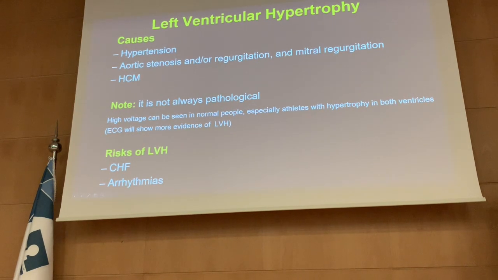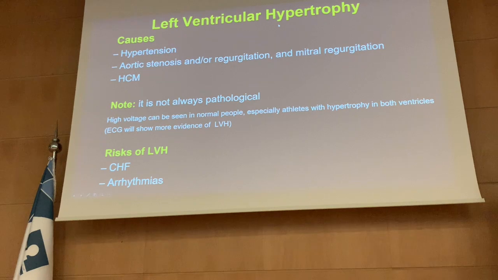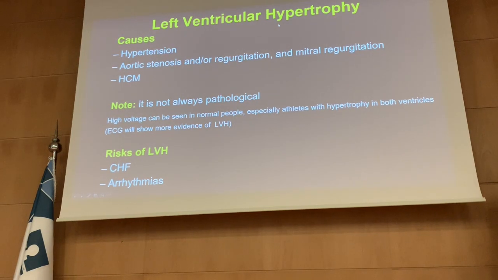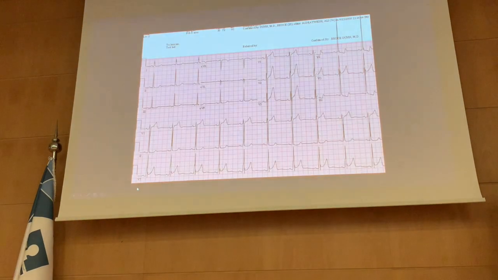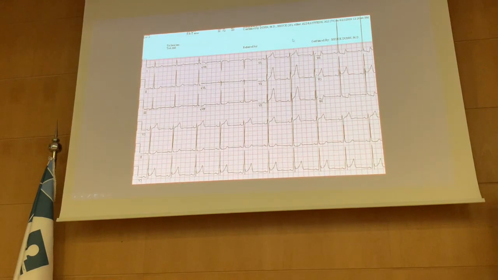And when you have left ventricular hypertrophy, as a mortality issue, patients with hypertension and left ventricular hypertrophy do worse all the time. They can go to congestive heart failure and arrhythmia. So now we're going to practice. Anyone volunteer?